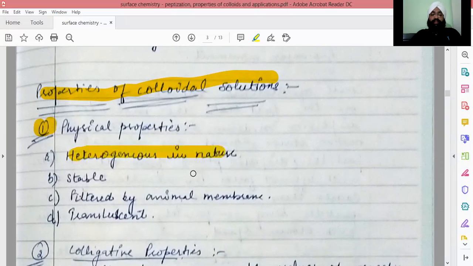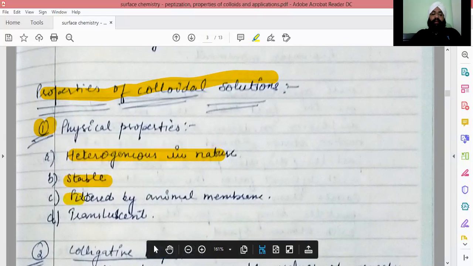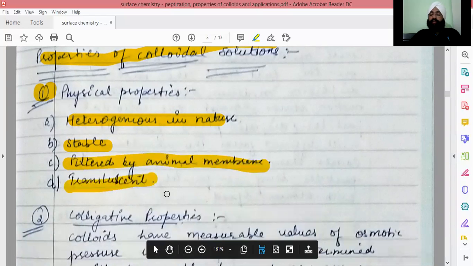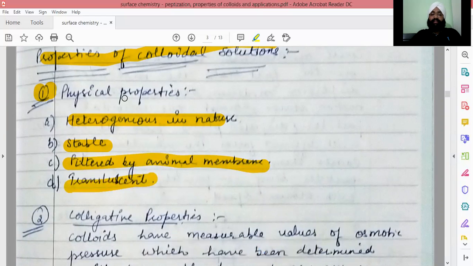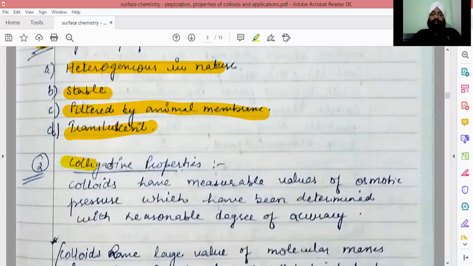They are heterogeneous in nature. They are very stable. They can be filtered with the help of animal membrane or ultrafilter paper. They are translucent in nature. They are not clear. They are translucent. These are the physical properties. Next is the qualitative property.